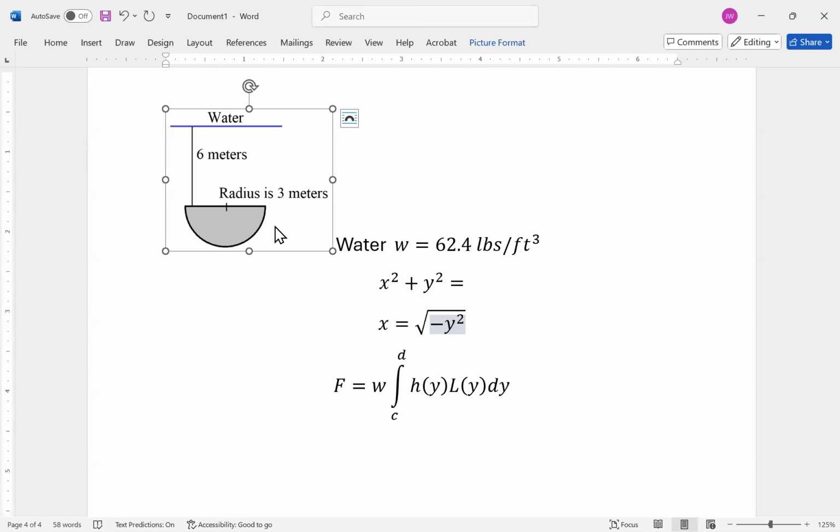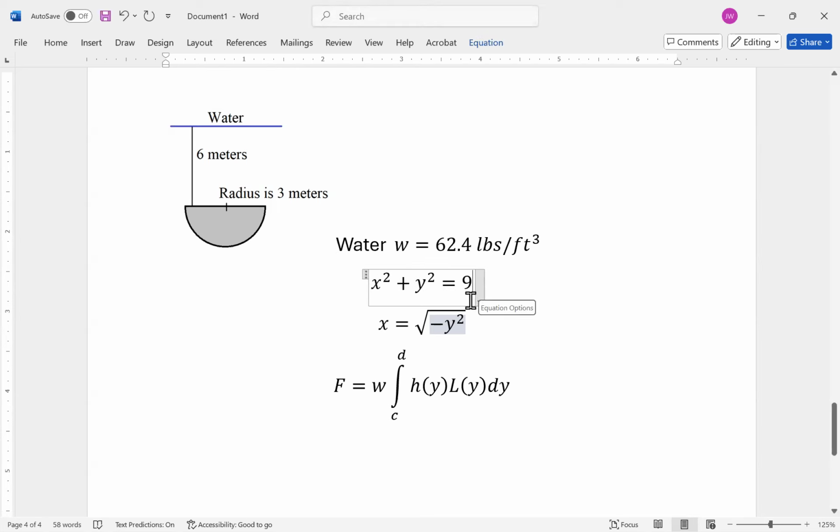All right, so once again, I am going to put the origin at the center of the would-be circle. So that means at the top of this semicircle. So I'm going to put the origin right there. That way I have a nice equation for the circle. The circle is going to be x squared plus y squared equals 9 because the radius is 3. So 3 squared is 9.